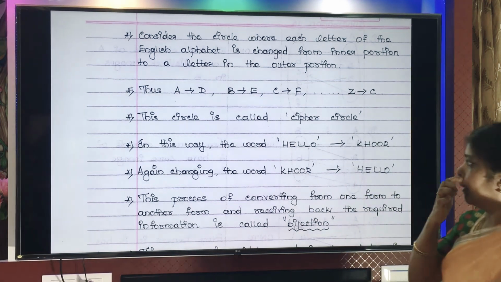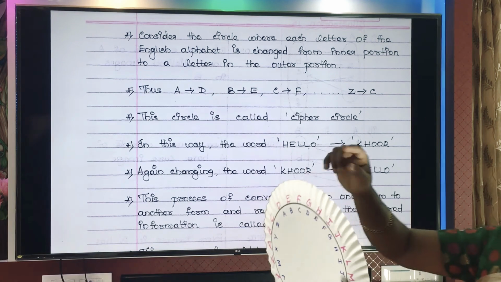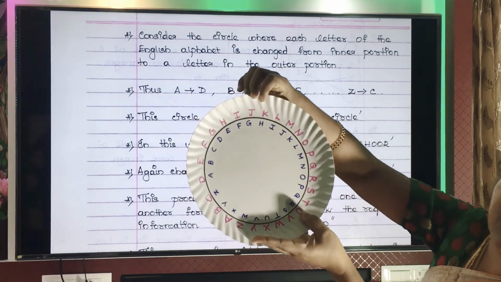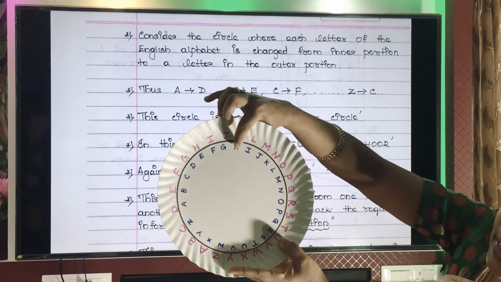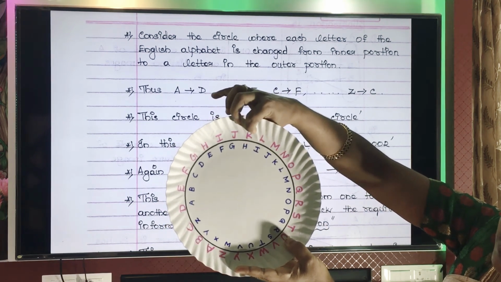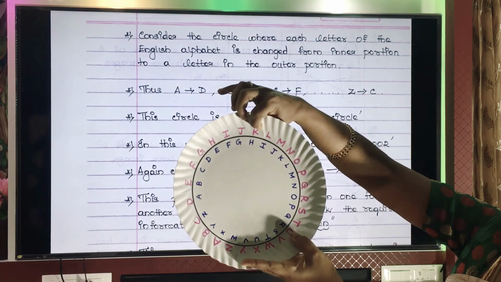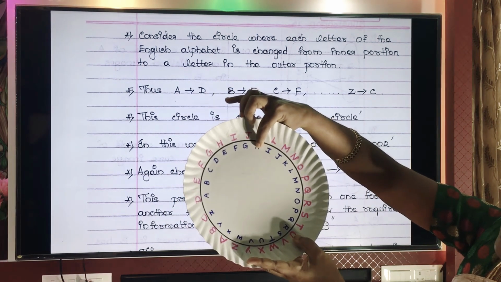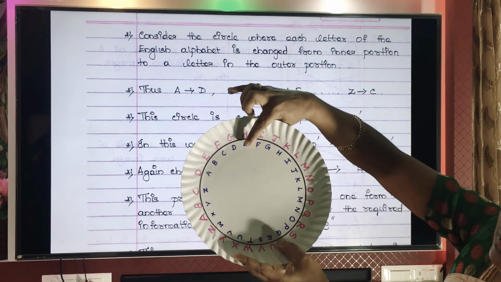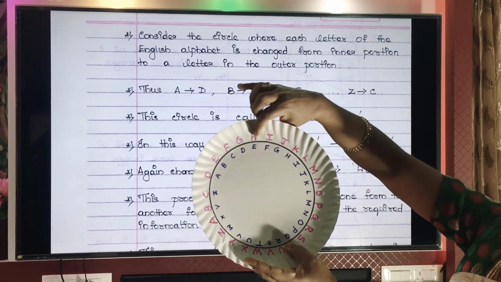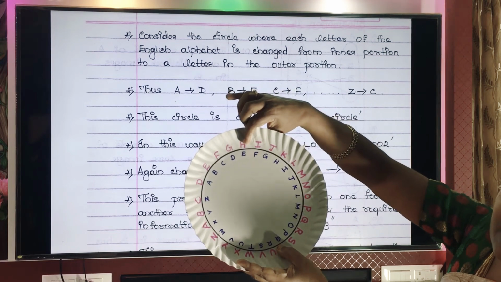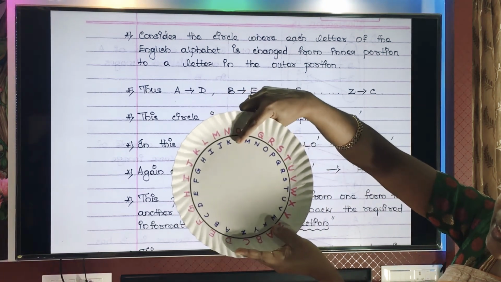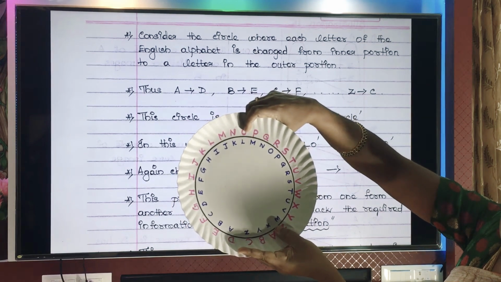H-E-L-L-O. Hello. Now H. Where is H? Here is H. The inner letter H corresponds to the outer letter K. Okay, hello, H is over. Next E. The inner letter E corresponds to outer letter H. Next L. Inner letter L corresponds to outer letter O.